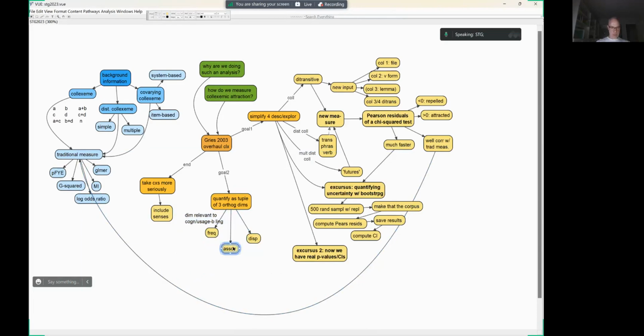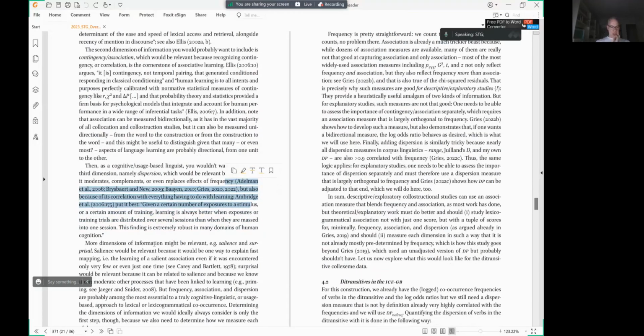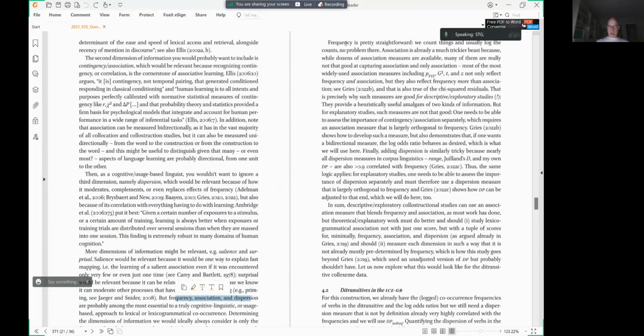Okay, move this up here. Okay, so we have a little more space. Okay, other dimensions might be relevant, but apparently are not used here. Frequency, association, and dispersion are probably among the most essential ones to a truly cognitive approach. And so how do we measure them? Frequency is straightforward. We count and log. Okay. Association is trickier. And for reasons that I discuss here, a measure such as the log odds ratio behaves as desired, which is what we will use here.